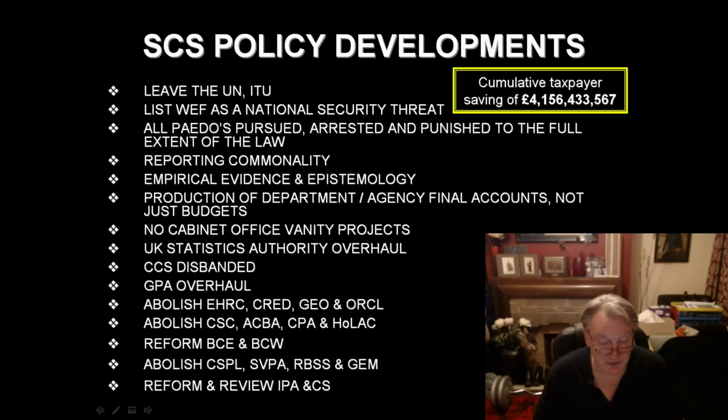I would reform and certainly review the project authority, and I most certainly would take a large pair of scissors to the civil service. So that would be the policy development. Okay.